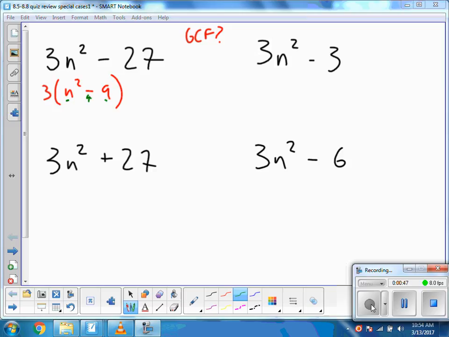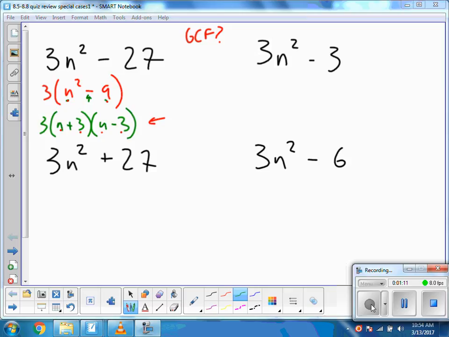And a subtraction sign, because that tells me that this is n plus 3, n minus 3. And that's what I'm looking for, because n times n is n squared, 3 times negative 3 is negative 9, and my middle terms cancel out. So this is what it looks like completely factored.